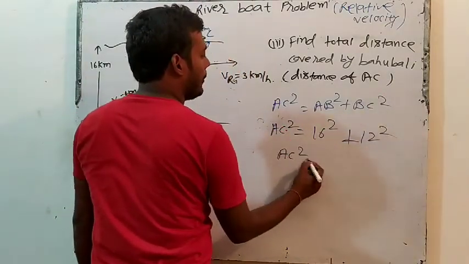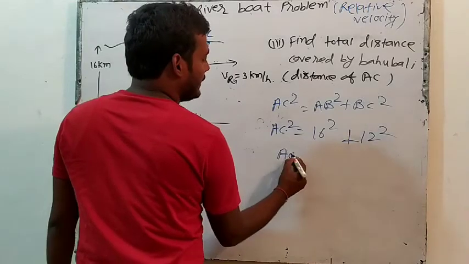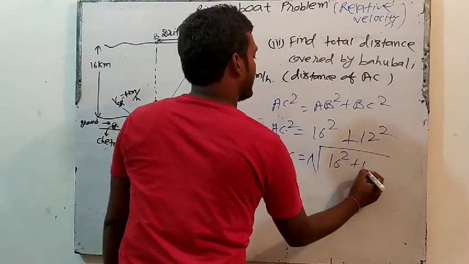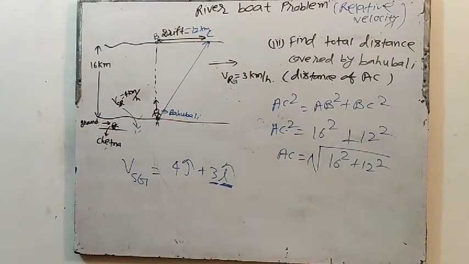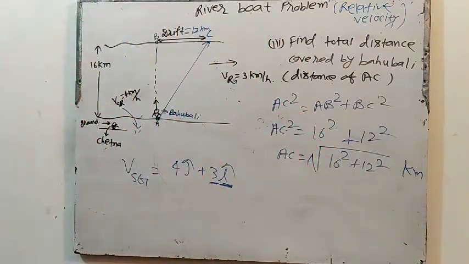So AC square will be equal to 16 का square plus 12 का square. If you solve this, AC will be equal to the square root of 16 ka square plus 12 ka square, and you can solve this thing. Solve it. That much kilometer will be the answer. You all know how to solve. Okay. Now we will take the next question.